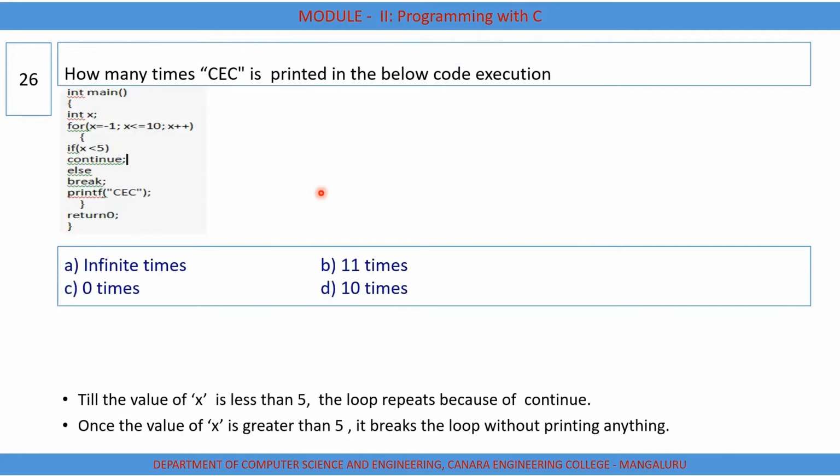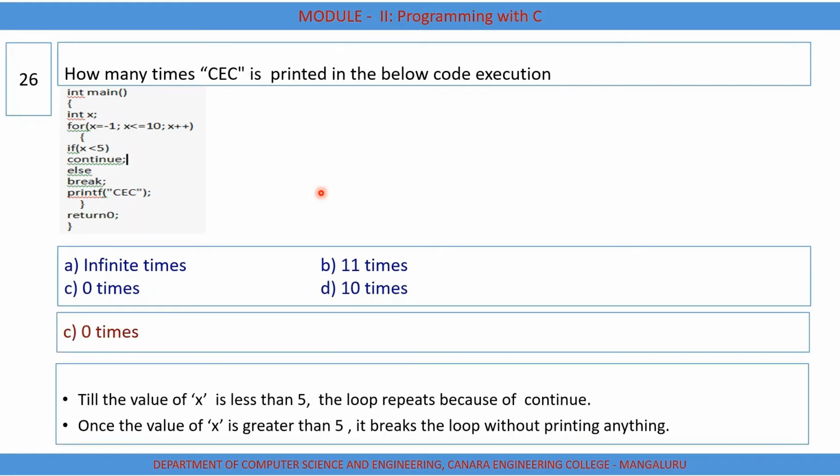Next, how many times is C printed in the below code execution? Here, in int main, I have initialized a variable x. Now the for loop uses x equal to -1, x is less than or equal to 10, x plus plus. Since x is -1, the condition -1 is less than or equal to 10 is true, so control will come inside the for loop. Now I'm checking whether x is less than 5. Obviously -1 is less than 5, so whatever is in the if part will be executed.